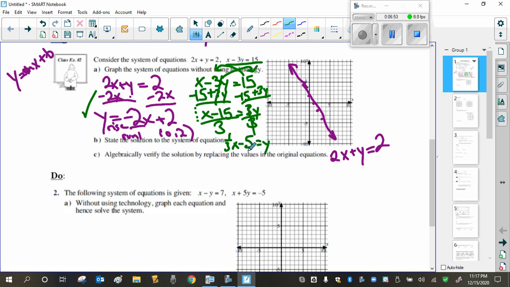So now we have to graph it. I just said solve for y, so I'll give you another minute to graph it. Graph the y-intercept first, and then the rise over run is 1/3. That's the rise, and 3 is the run.